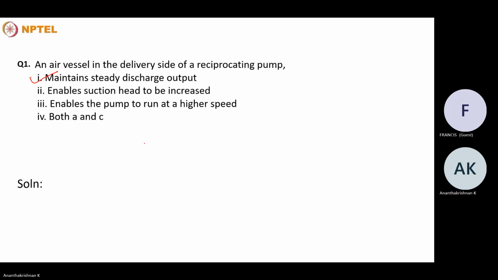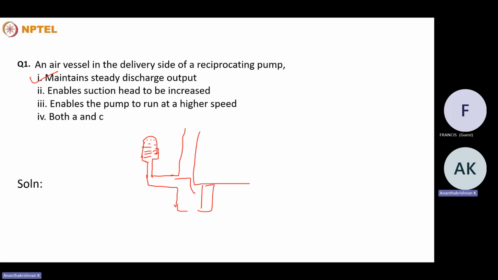So this delivery side air vessel can be drawn separately, with air on top of it. The water which is pumped out of the reciprocating pump comes out, and a portion of this goes to the delivery side air vessel and compresses the air above the water column. So this additional energy will be stored as the enthalpy change, or the change in energy, of this air column above the water.